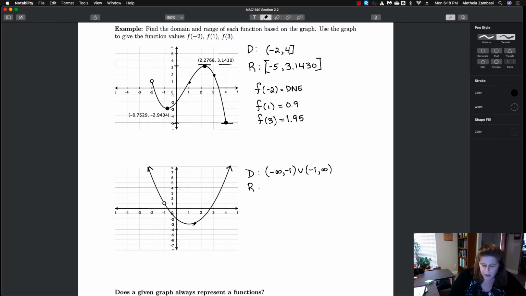Range, remember we're talking about the lowest point that y attains. So it looks like -3 here.